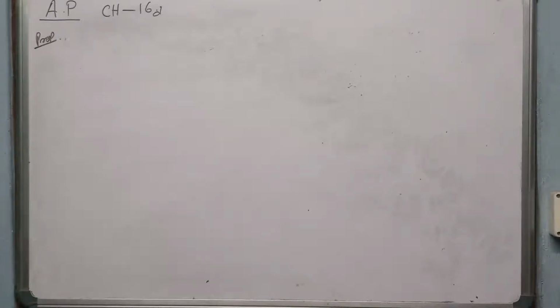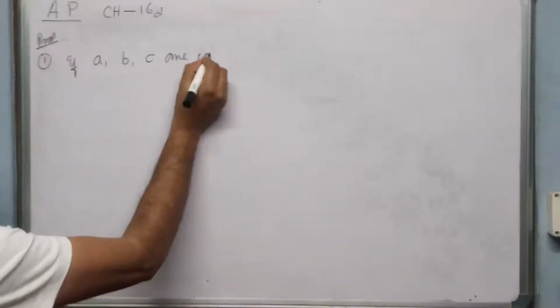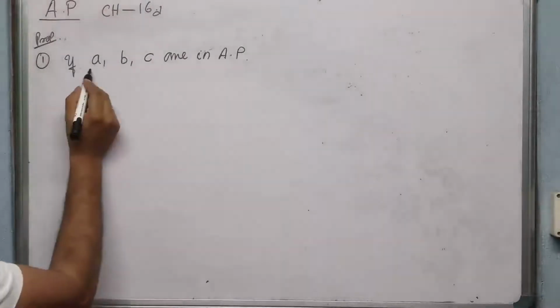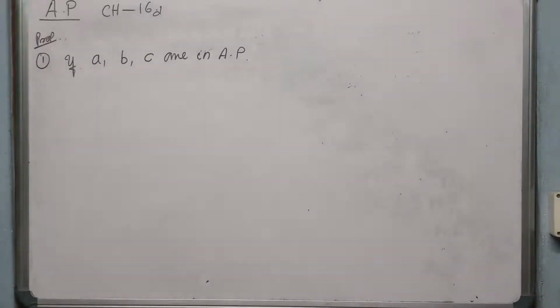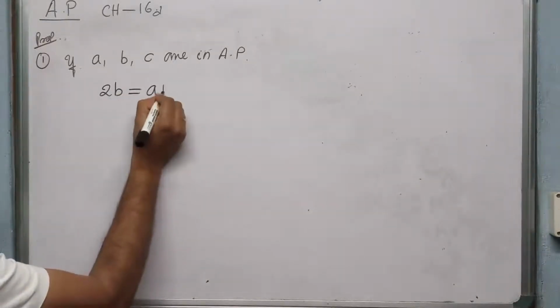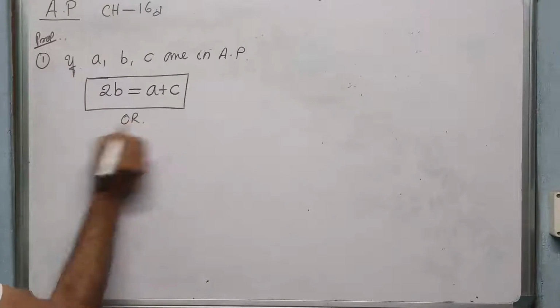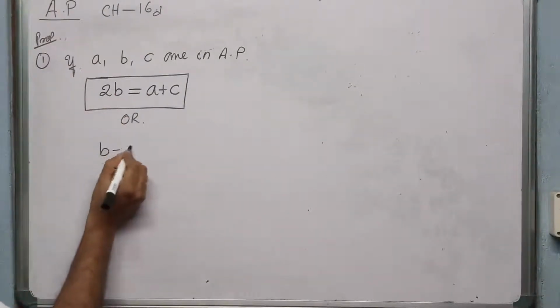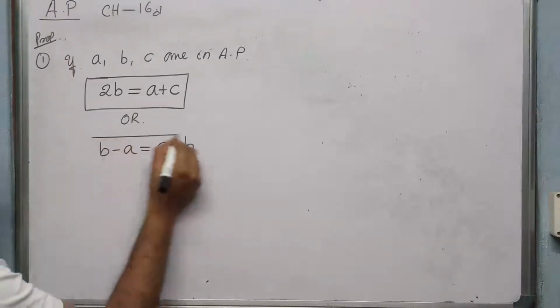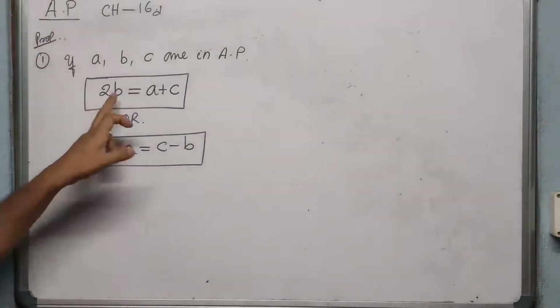Now dear students, we'll discuss some properties of an AP. The first property: if A, B, C are in AP, any three distinct real numbers or quantities in AP, then you have to write 2b is equal to A plus C. Or the same thing we can write in an alternative way: B minus A is equal to C minus B. This is for when three given numbers are in AP.